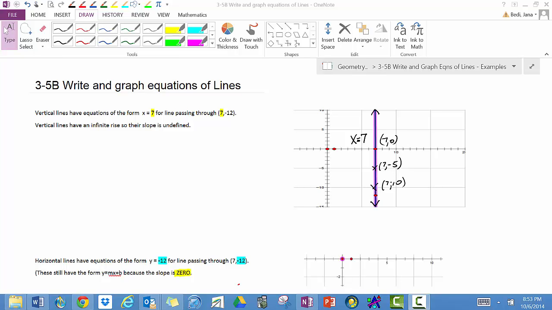In this section, you'll write and graph horizontal lines, vertical lines, slanted lines. Vertical lines are a special case because they are not functions. Here on the right, you see a line that has 3 points marked on it: (7, 0), (7, -5), (7, -10). However, the x coordinate does not change. The equation of this line is x equals 7.